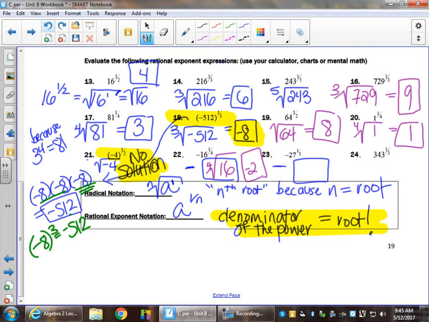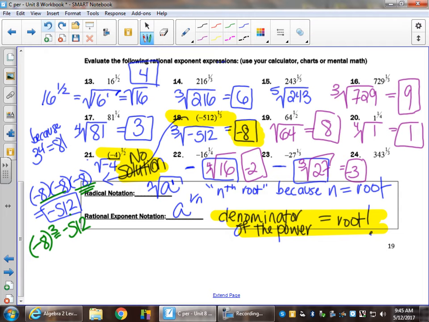23 would exist regardless, parentheses or no parentheses, because I can take the odd root. How do I read this out loud, number 23? I heard it. Cube root or third root. Oh, is the negative with it? Of 27. Negative 3.